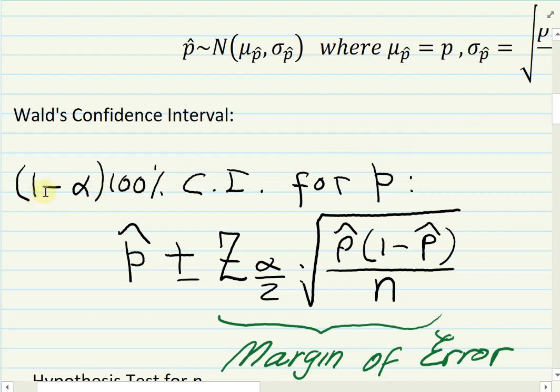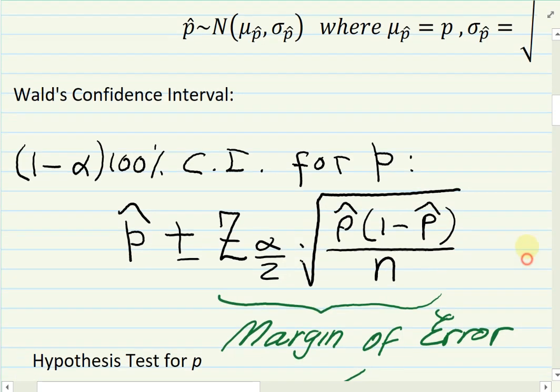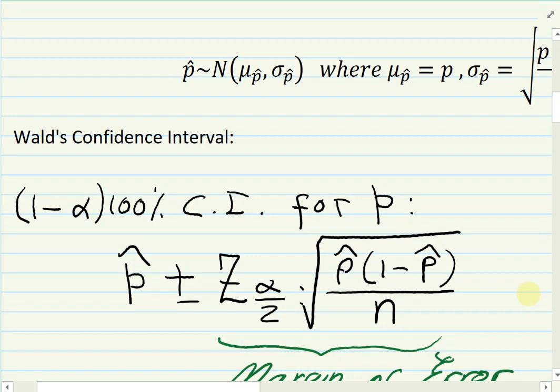So the 1 minus alpha 100% confidence interval for p is given by p hat plus or minus z alpha over 2 times the square root of p hat times 1 minus p hat over n. Now the quantity to the right of the plus or minus is what we call the margin of error. So there's the formula for the confidence interval.